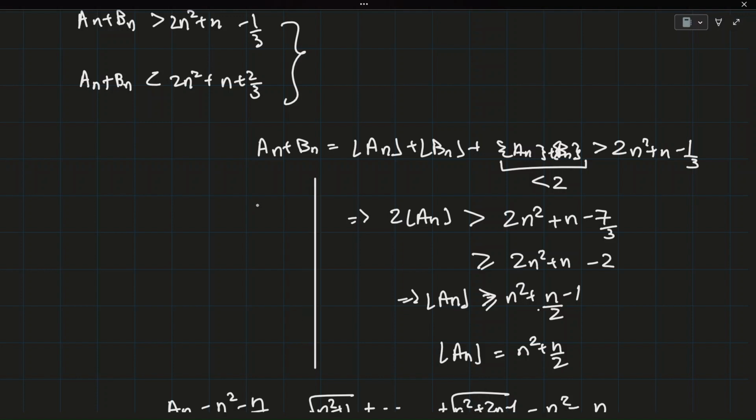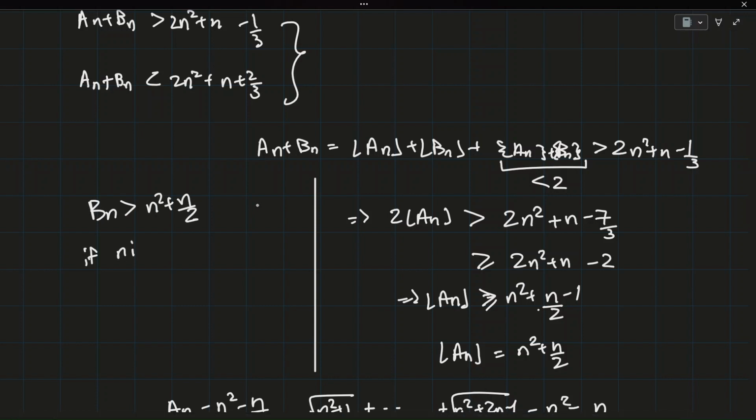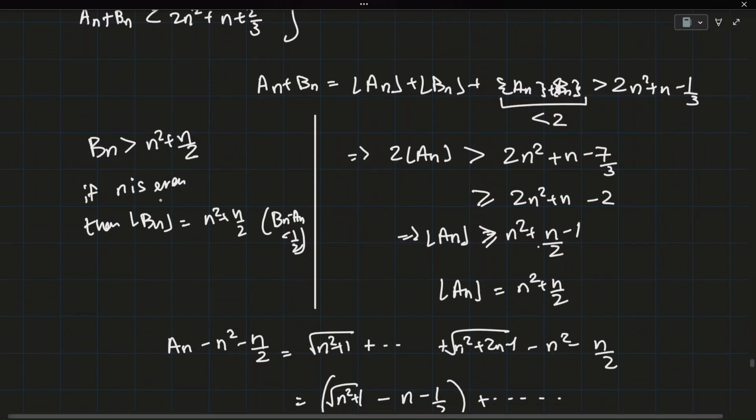After that, notice the fact that bn is greater than n square plus n by 2. So if n is even, then greatest integer of bn becomes n square plus n by 2. This is because bn minus an is less than half. So this means that n has to be odd. n has to be odd.